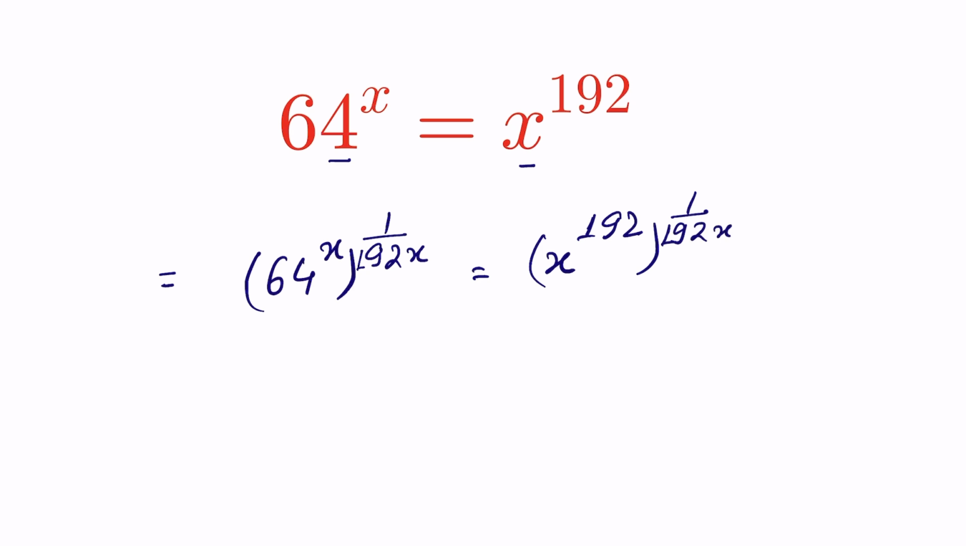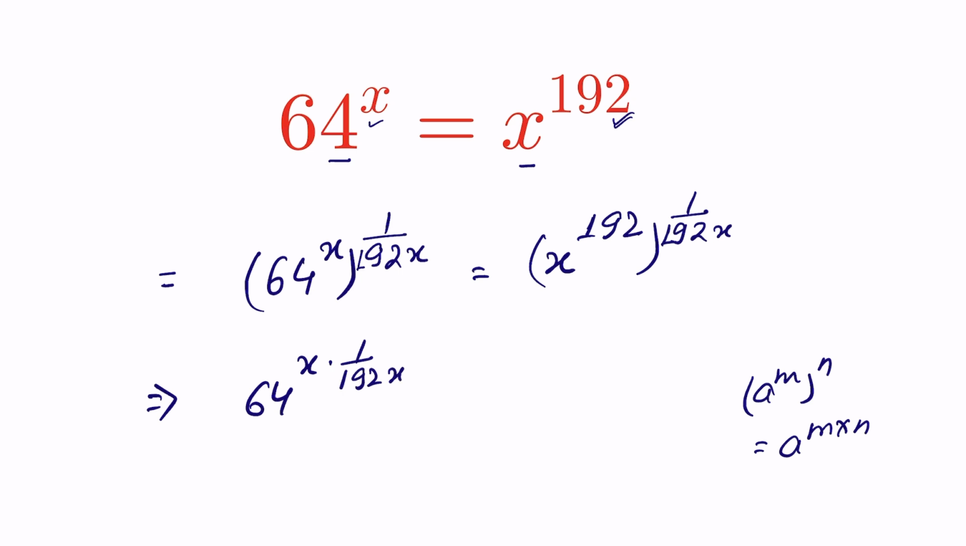We have done this to remove x from the left hand side and the number from the exponent in the right hand side. Now when (a to the power m) whole to the power n, it is equal to a to the power m times n. So this will be 64 to the power x times 1 upon 192x is equal to x to the power 192 times 1 upon 192x.